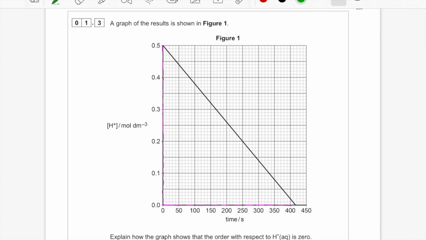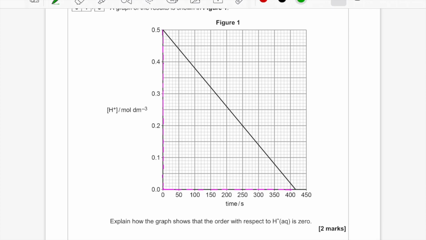So there are 6 graphs, perhaps 7, that you really need to be familiar with. You need to know the 3 concentration versus time graphs for 0, first and second order. You need to know the 3 rate against concentration graphs for 0, first and second order. And then I'd argue that you need to be familiar with rate against concentration squared and what that might look like, because that has come up, I think, at least once.